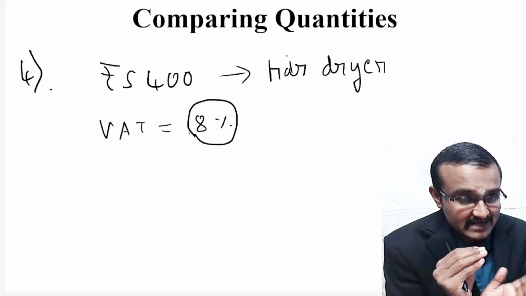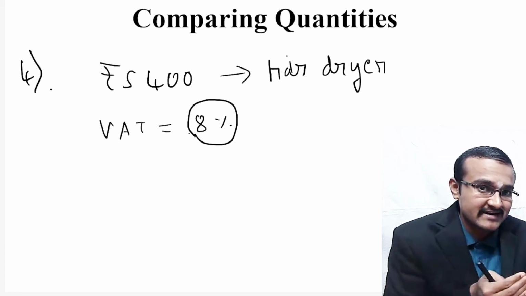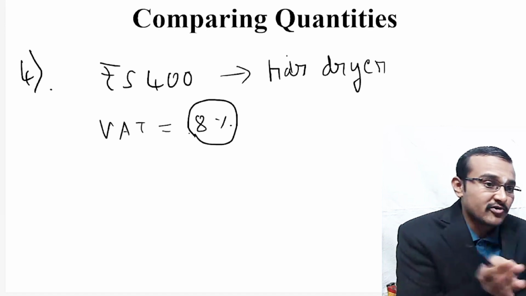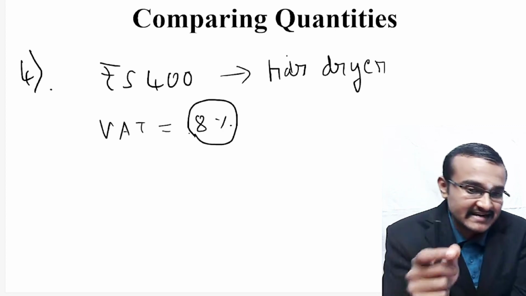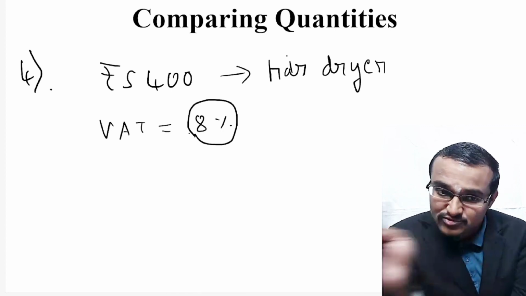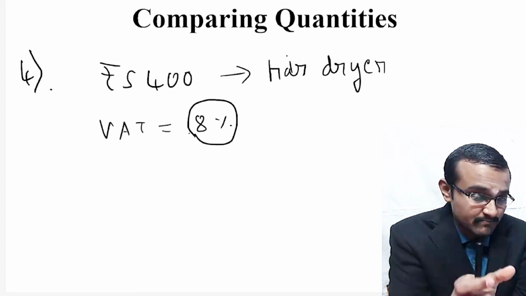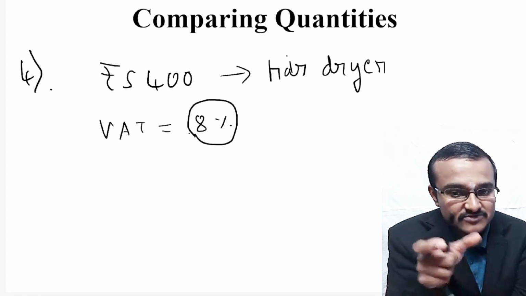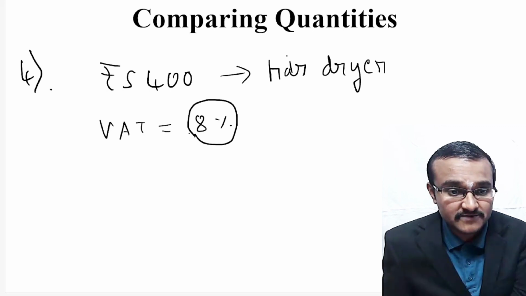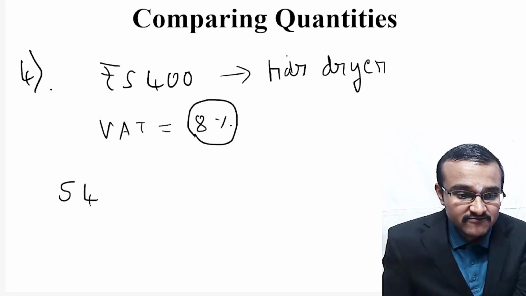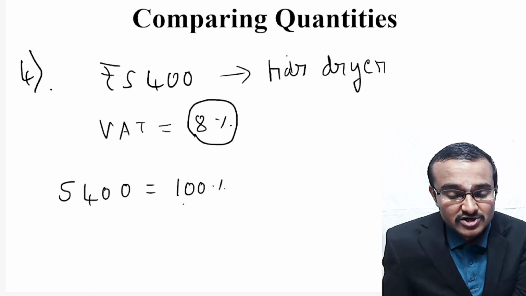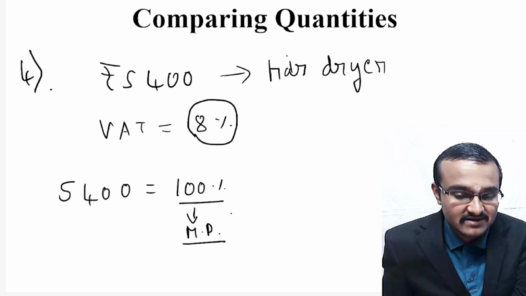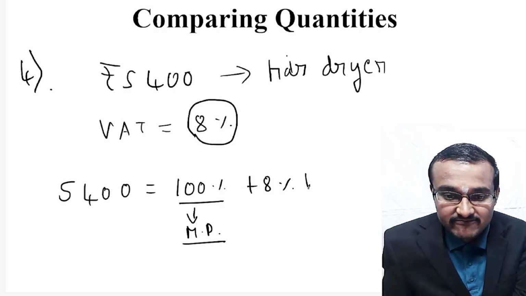Now you should find out what was the price of the hair dryer without tax. Before adding tax to that price, what was that price? After adding 8% it became 5400. So if you remove 8%, what will be the market price which was there for that hair dryer? That you should find out. So here 5400 is the... 100% was the market price, I'll just write MP. So MP is market price plus 8% VAT.